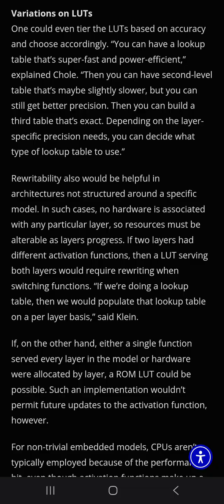Reliability can also be helpful in architectures and structures around specific models. In such cases, no hardware is associated with any particular layer, so resources must be allotable as layers progress. If the layers had different activation functions, then a LUT serving both layers would require rewriting when switching functions.